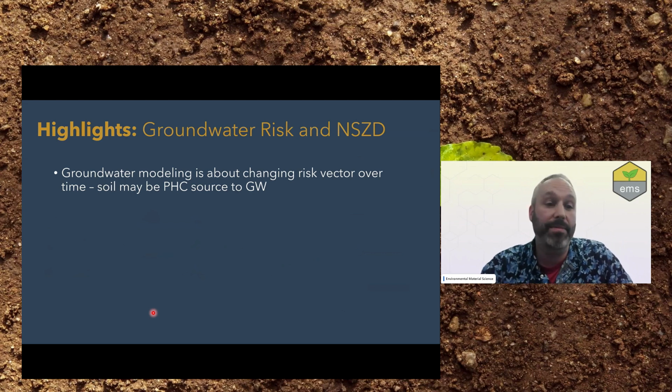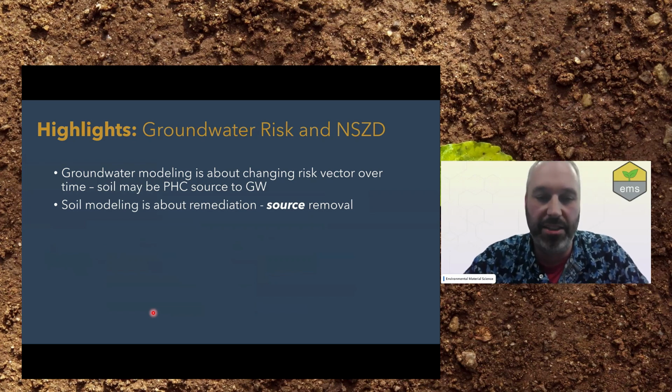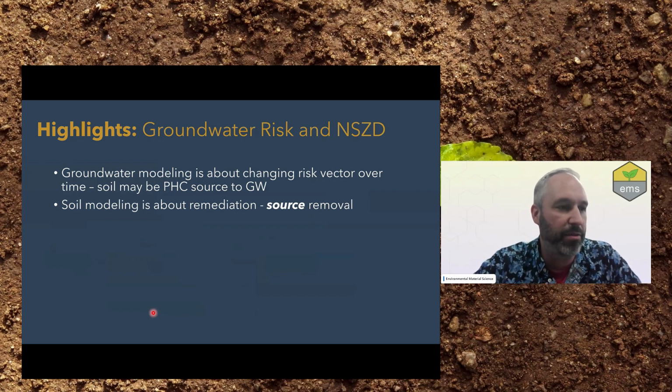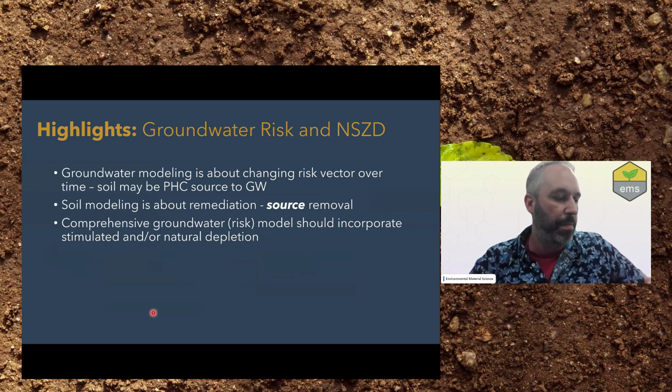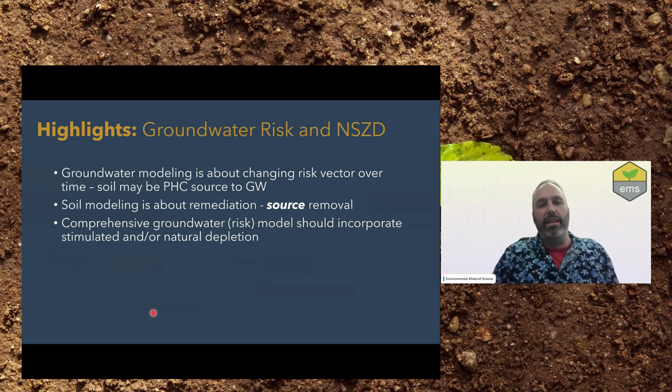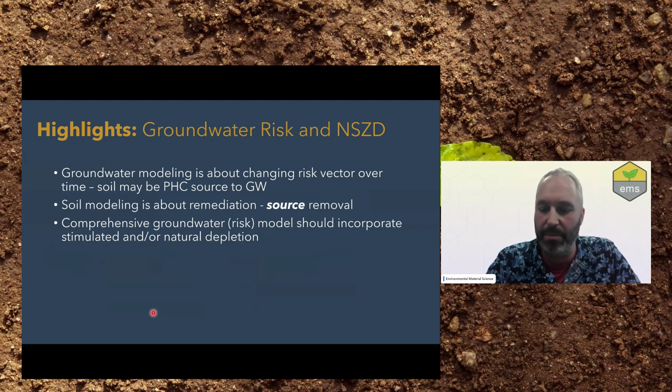So just recapping, the groundwater modeling is about that changing risk vector, and soil modeling is about remediation, and these two are intimately related. Until you remove that source of contaminants to the groundwater, you might not see appreciable decline in your groundwater concentrations. And the groundwater models are great, but they should really incorporate that soil modeling, that natural source zone depletion estimate, to better match the observations of the site.